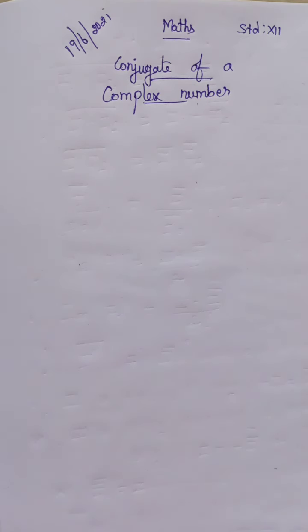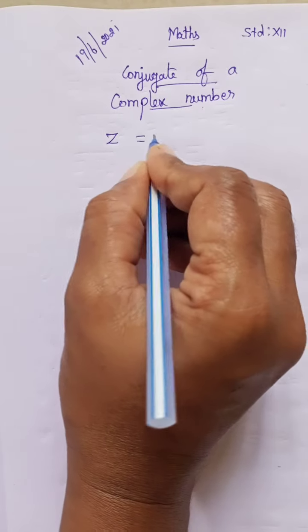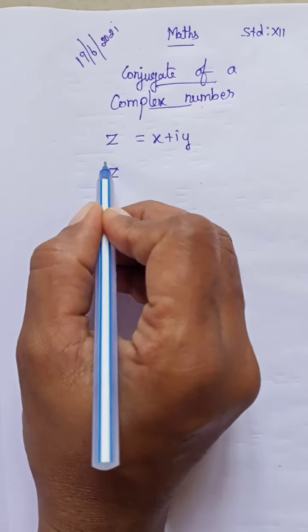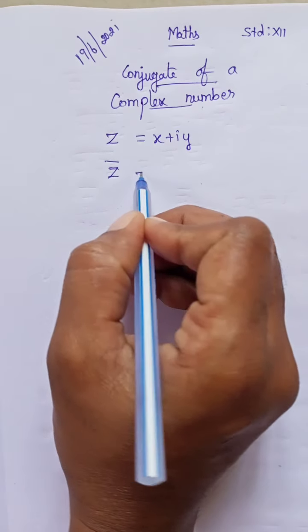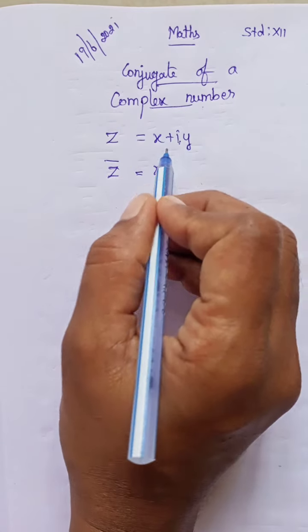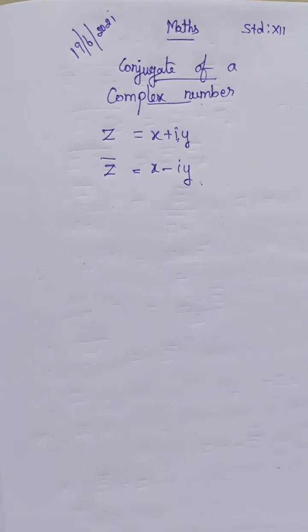In today's maths class, we are going to do the examples of conjugate of a complex number. Okay, let us recall what is conjugate of a complex number. We know that if z is equal to x plus iy, the conjugate we will denote as z bar, and that is just changing the sign of i. If it is plus i, we have to give minus i. If it is minus, we will give plus.